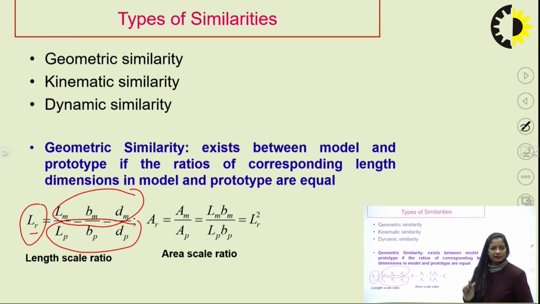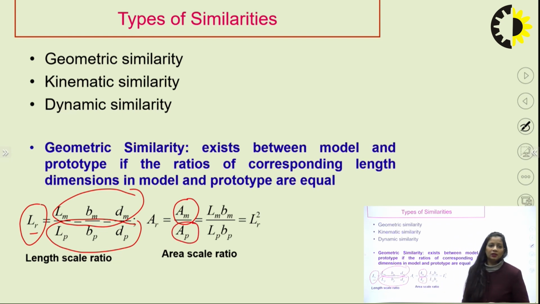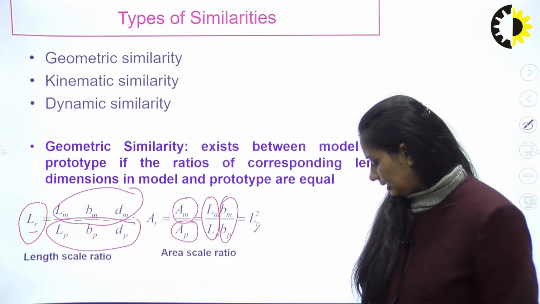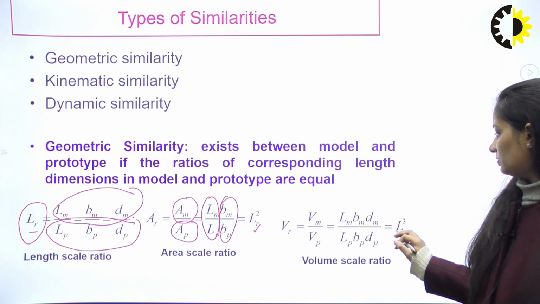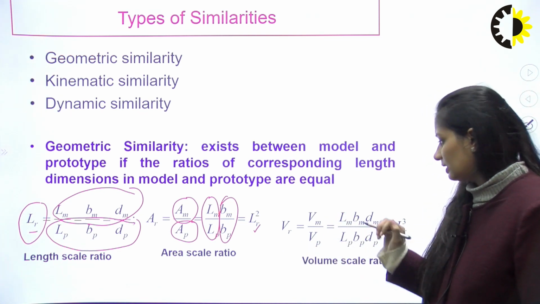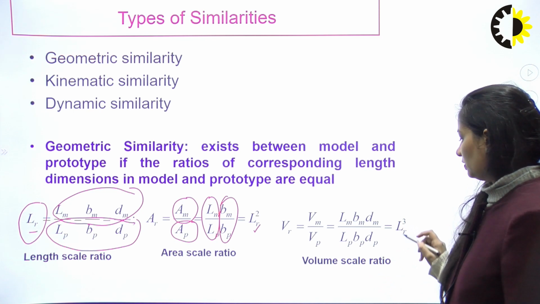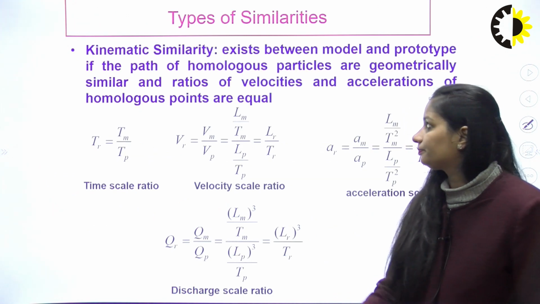Another term is the area scale ratio. Okay. Area scale ratio will be what? AM by AP. The formula for area will be length into breadth. So LM BM divided by LP BP, or you can write it as LR multiplied by LR, or you can say LR square. So this will be your area scale ratio. Now the next is volume scale ratio. Here you can see volume is length, breadth and depth. Write the formula, you will get volume scale ratio as LR to the power 3.